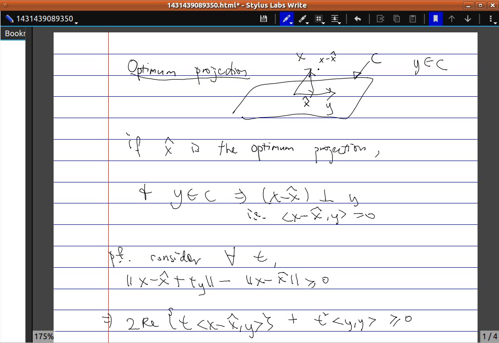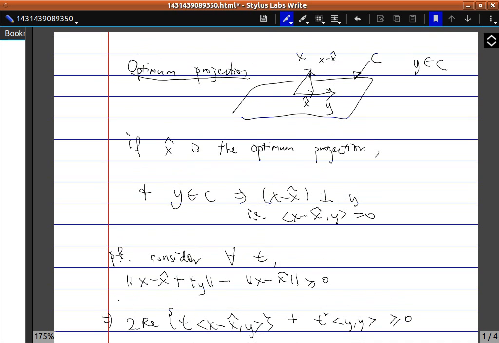Let's say I have this vector x and I have a subspace C. The optimum projection x hat will have the error x minus x hat perpendicular to this subspace. In other words, if I have any vector y in this subspace C, then x minus x hat is perpendicular to y, or the inner product between x minus x hat and y should be equal to 0.